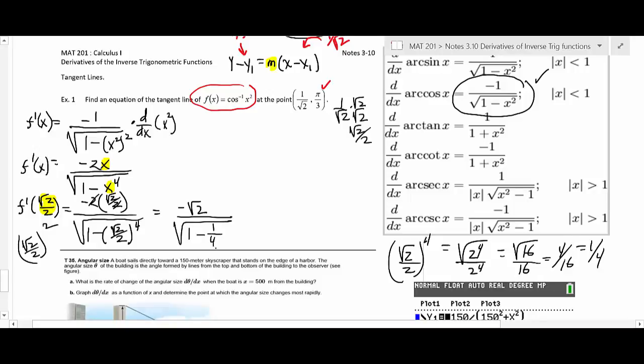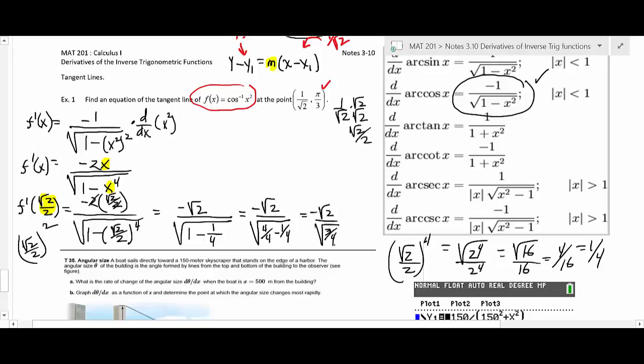Okay, well, you want to get a common denominator probably on the bottom. So you would have negative root 2. Okay, I'm going to write that as 4 over 4 minus 1/4, getting a common denominator. So that's negative square root of 2 over, and see, this is now the square root of 3/4.